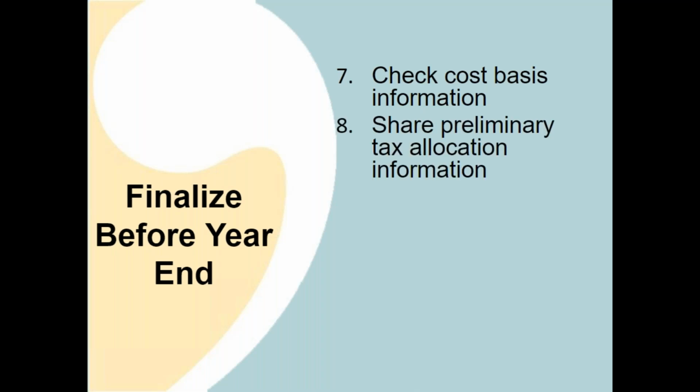Share preliminary tax allocation information with members. This may be needed by those who have to file estimated taxes or fill in things like financial aid applications or farm tax returns. Make sure to make it clear that amounts are preliminary and subject to final records verification.